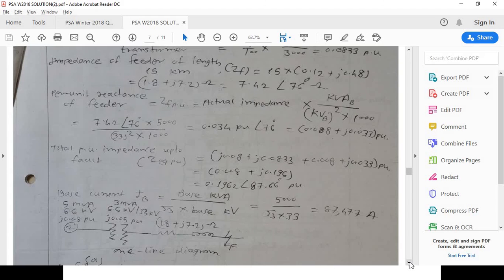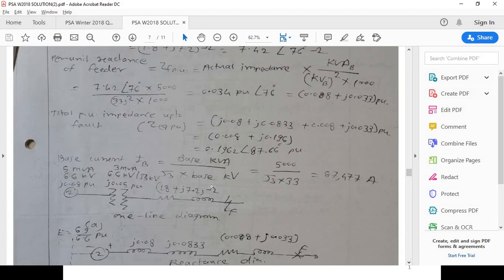Now if we have to draw the same structure through a diagram, this is the generator rating, that is 5 MVA, 6.6 kV, and the reactance is 0.08. This is the transformer, 3 MVA, 6.6 kV by 33 kV, and the reactance in per unit is j 0.05 per unit.